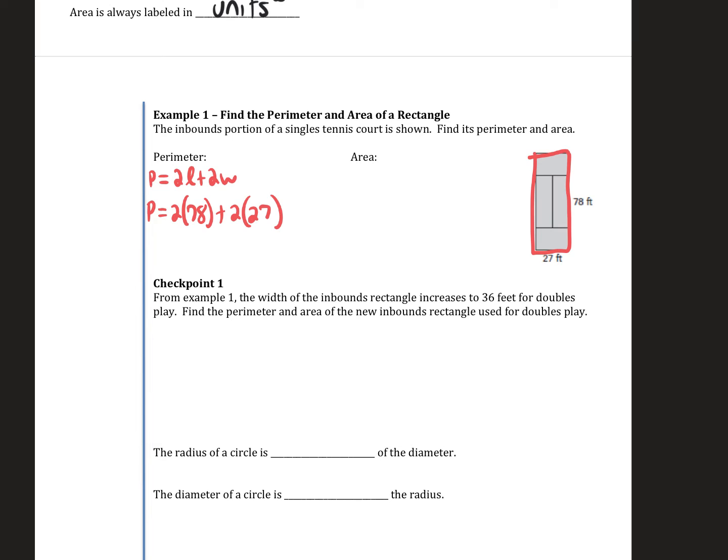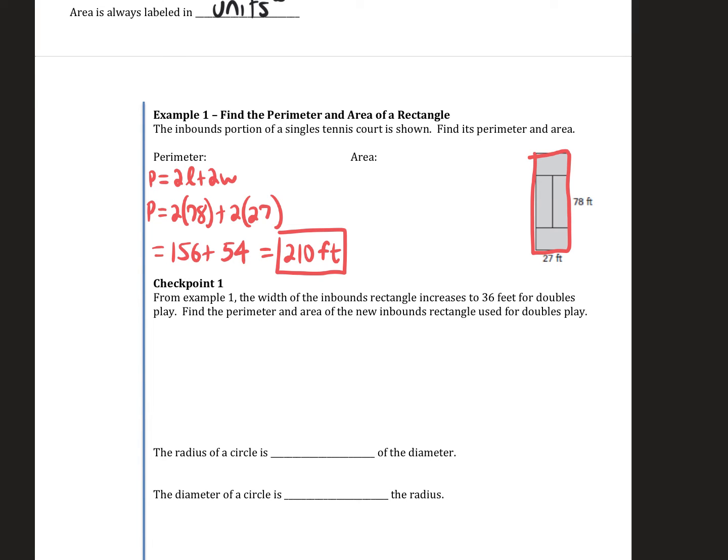All right, which is going to equal 2 times 78 is 156, plus 2 times 27 is 54, which equals 210 feet. Is it feet or feet squared if it's perimeter? It's just feet. There's no square units. It's just a distance. It's a distance around.